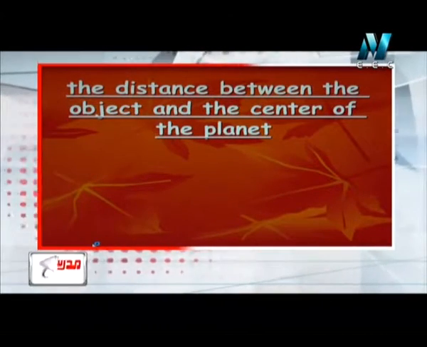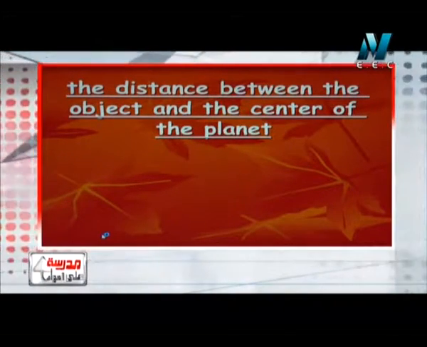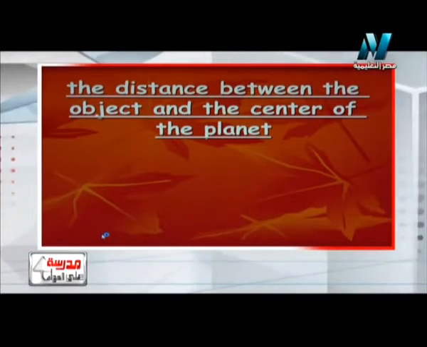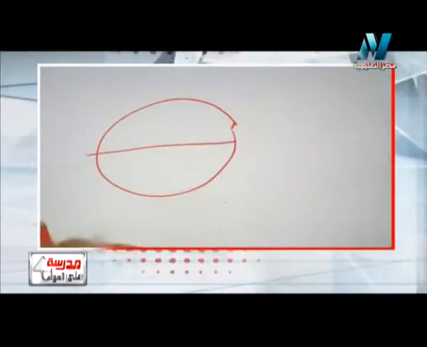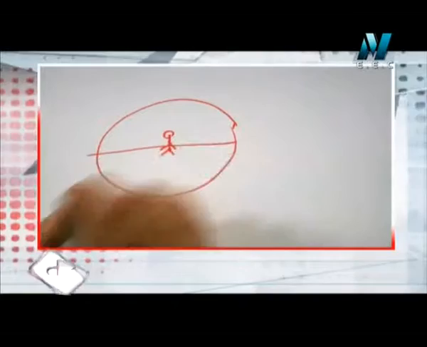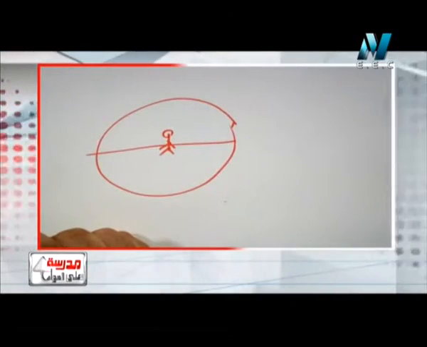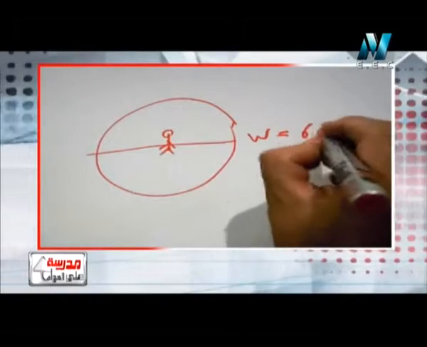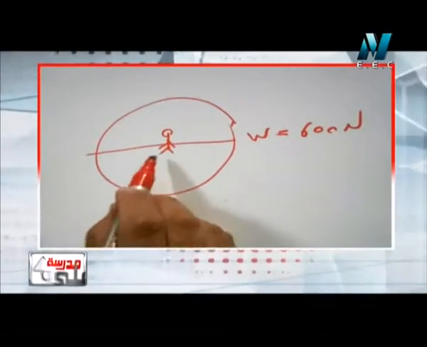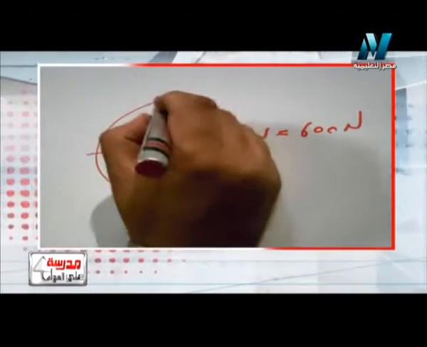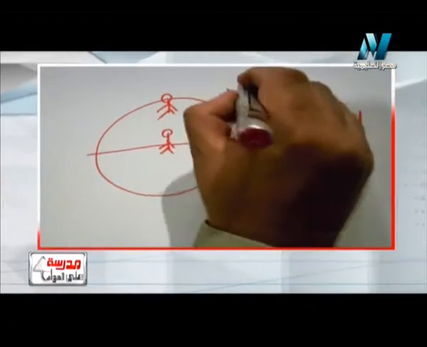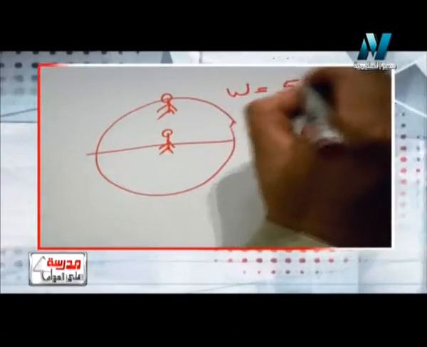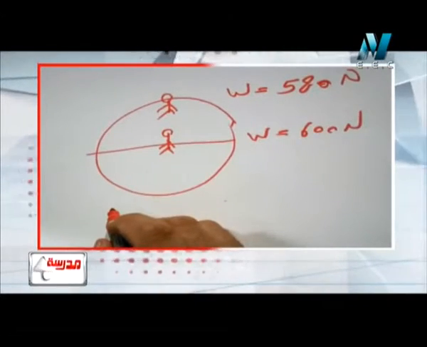The third factor is called the distance between the object and the center of the planet. Okay, a very important topic, Mr. Yasser. Focus with me. Imagine that I have a person here, let's draw together, standing on the earth near the equator, with a weight equal to 600 Newton, for example. What happens to the same person when he travels to one of the poles, North Pole or South Pole? I think his weight changes. I think it will be 580, for example. What happened to it? Decrease or increase?